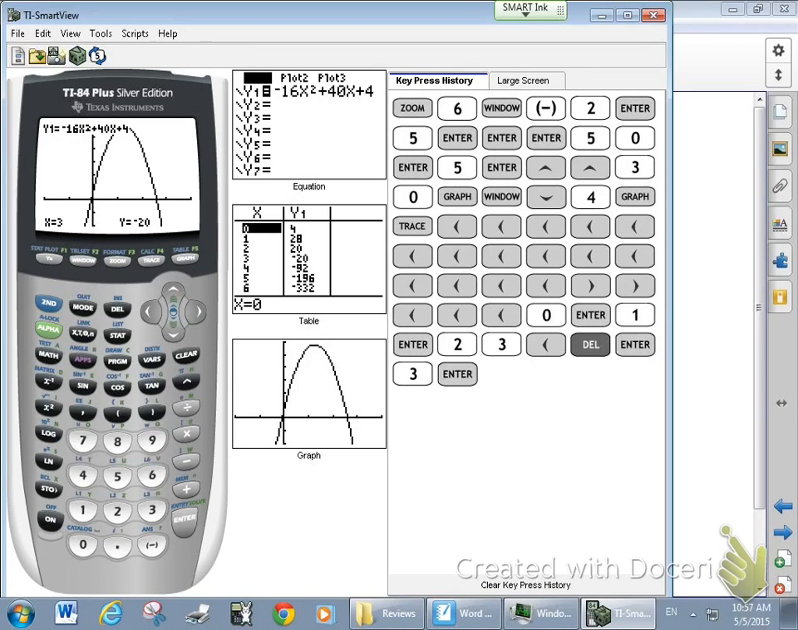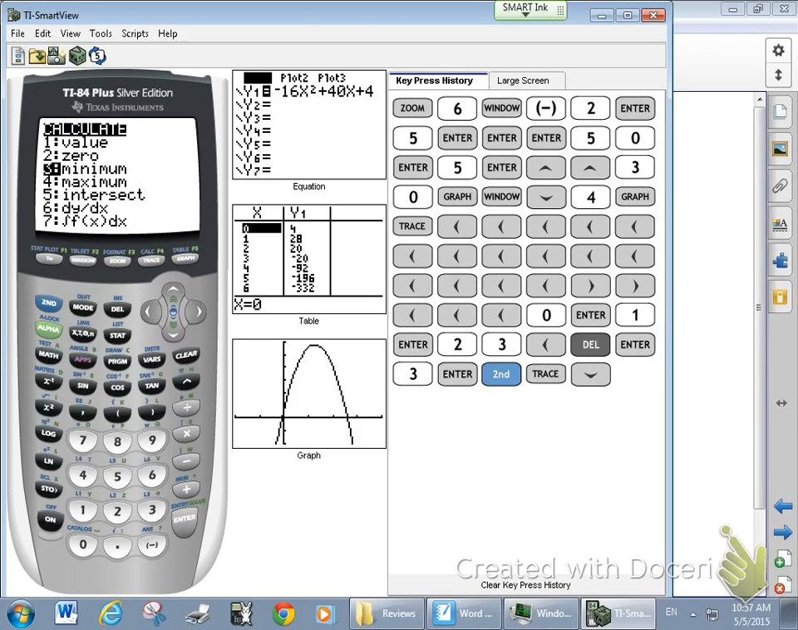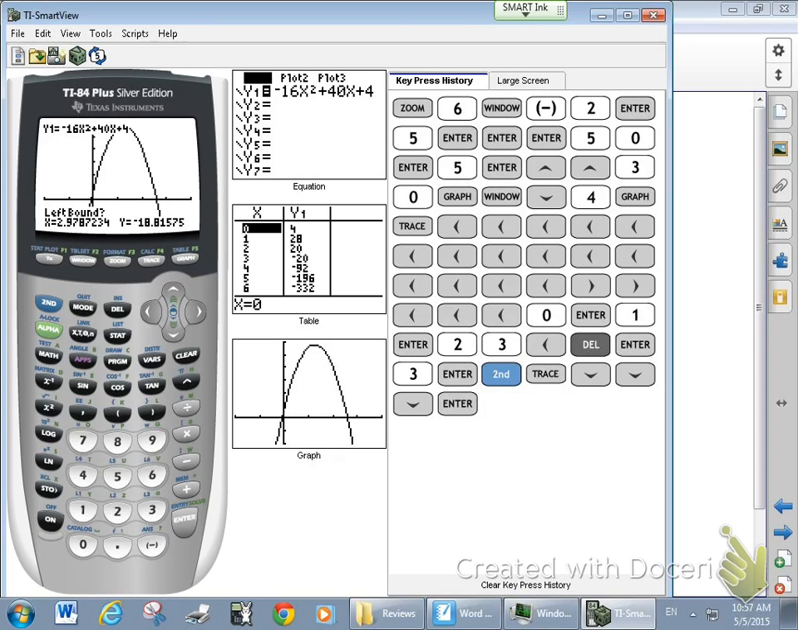What we're going to do is go to the second calculate menu, and we are going to select maximum because our vertex is a maximum point. So we're going to hit yes. Now it's asking me for a left bound first.